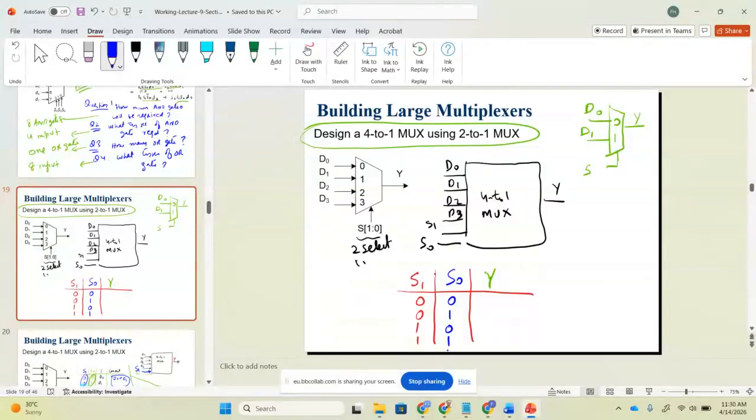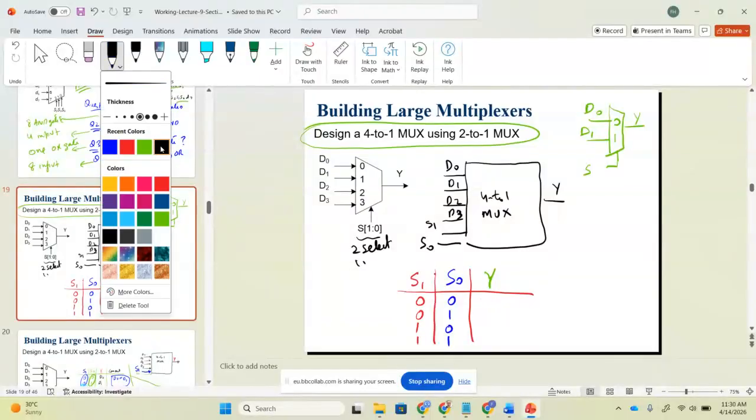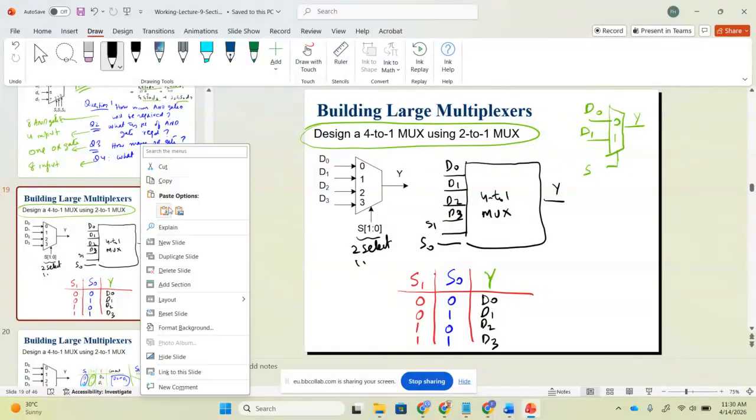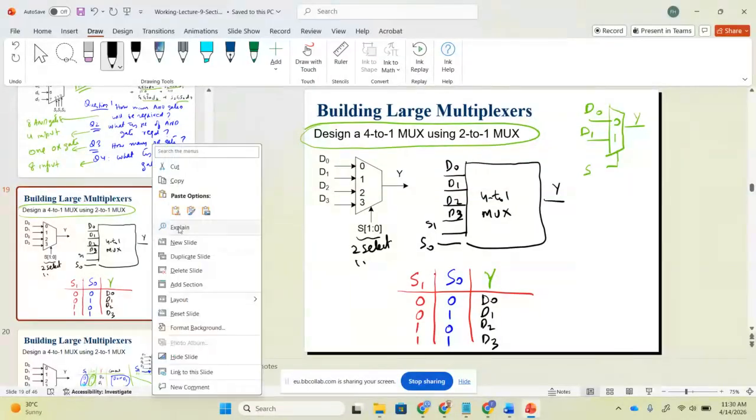I'm using different colors, and I will explain why later on. What will be the value of Y when S1, S0 are 0, 0? Can you tell me? Please help me. I'm not getting answers, so it's not a good sign. D0, then D1, D2, and D3. Is this clear or not clear? If this is clear, I can proceed further. So I'm going to copy and then paste it here.